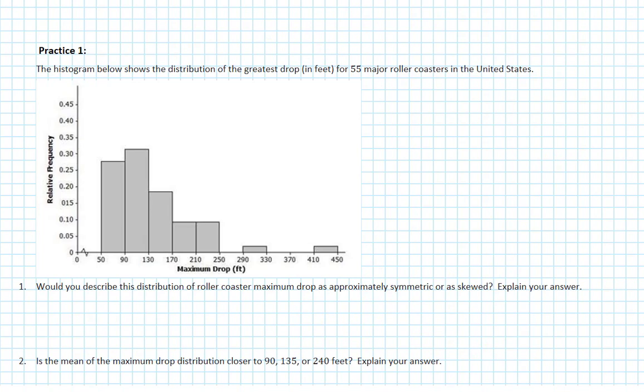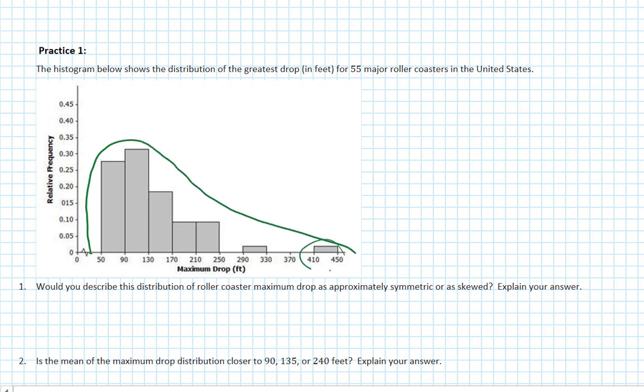We have one more practice problem before you are good to go. Practice number 1 says the histogram below shows the distribution of the greatest drop in feet for 55 major roller coasters in the United States. Would you describe this distribution as approximately symmetric or skewed? I think we can all pretty much see this, but if I draw my hump right here, it looks like I have outliers far to the right. So my median is still going to be in the center, right? But that 410, 450, that little range right here is going to pull my mean away from the median.